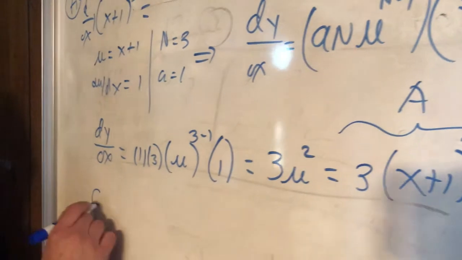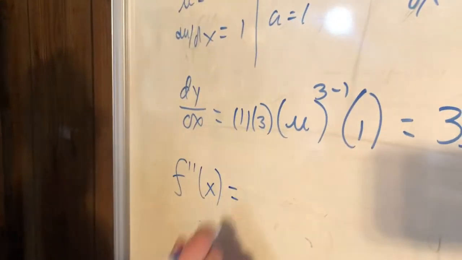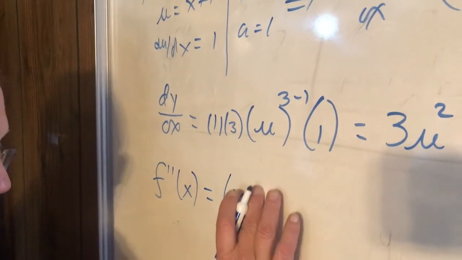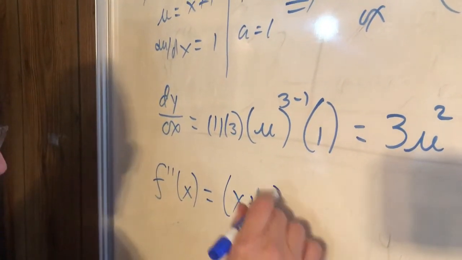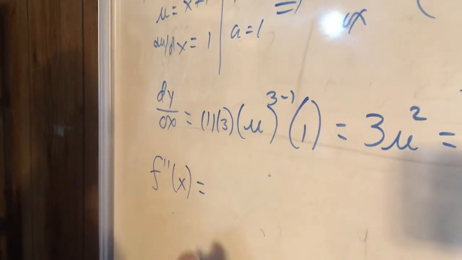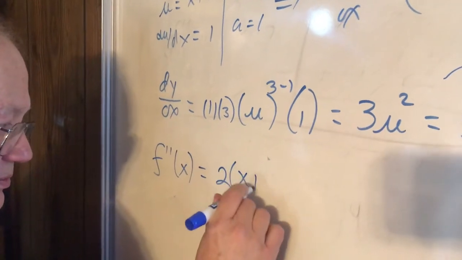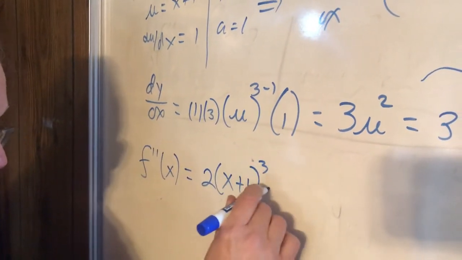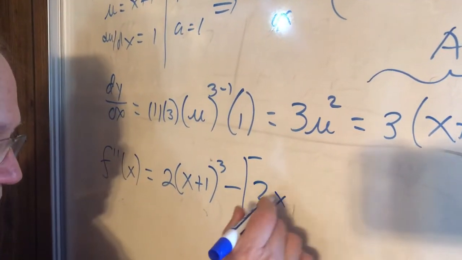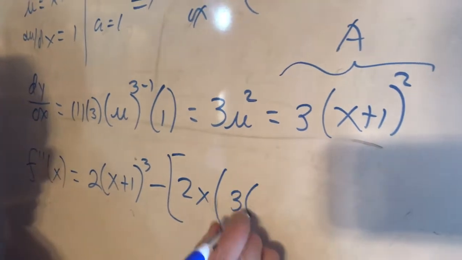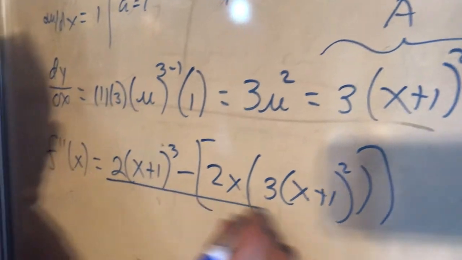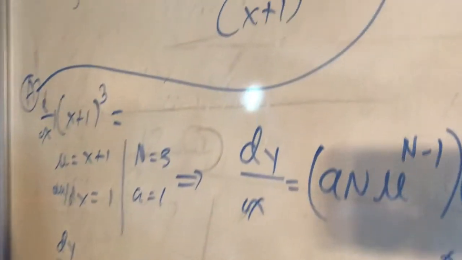So f double prime of x, what's that? I invented a new prime system. (x plus 1) to the third. Let's put the 2 in front of here. I like this better. This satisfies my mathematical soul. Okay, 2x times 3 times (x plus 1) squared divided by what? (x plus 1) to the sixth.